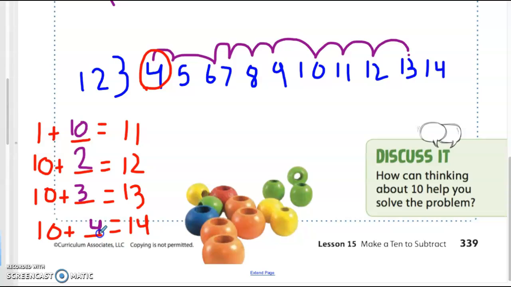I bet you guys are starting to recognize a pattern here. Let's do one more and see if you are really seeing the pattern in this. 10 plus something equals 15. Let's see. Do you see the pattern? I hope you said yes, and I hope you see that 5 goes there.